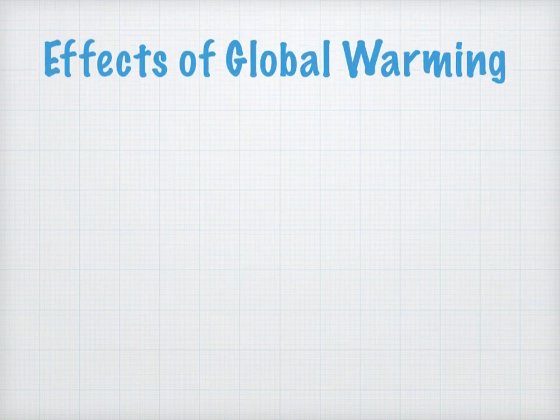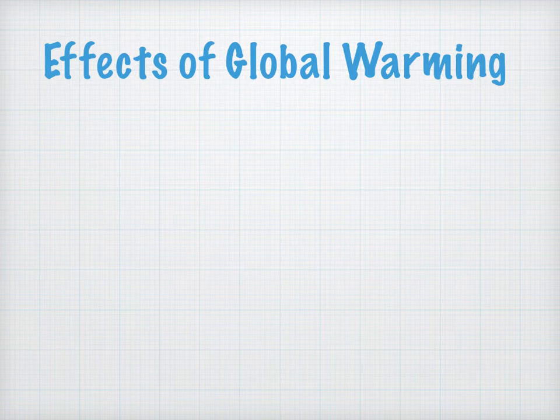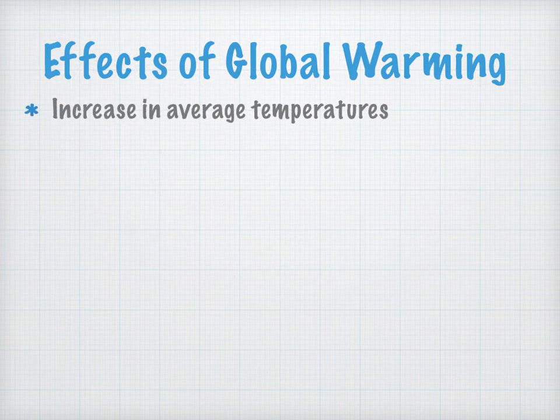What are the effects of global warming? The first would be an increase in average temperatures and temperature extremes. The Earth's average temperature has increased about 2 degrees Fahrenheit during the 20th century. What's the big deal?